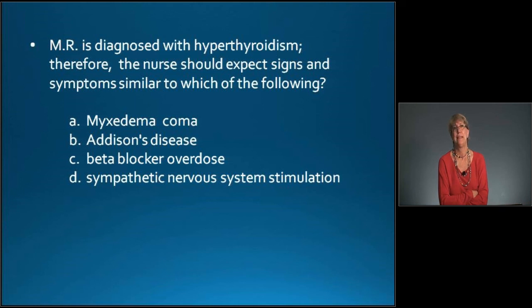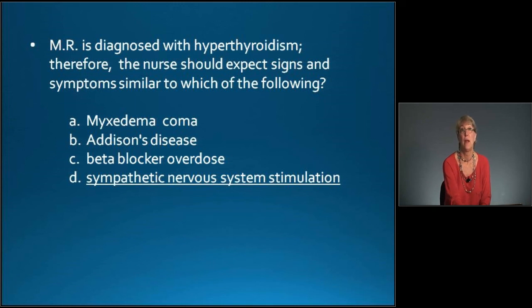Yeah. Sympathetic nervous system stimulation. That's the symptoms that I'm going to be looking for. I'm going to expect signs and symptoms of sympathetic nervous system stimulation because hyperthyroidism is a hypermetabolic state. And that means that I could have an increased heart rate and increased blood pressure. Does that make sense? Hope so. Okay. That's it for this module.